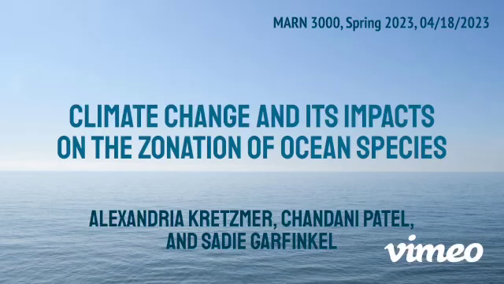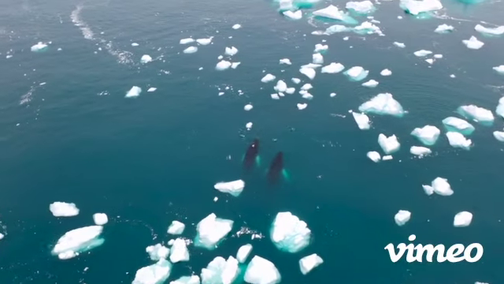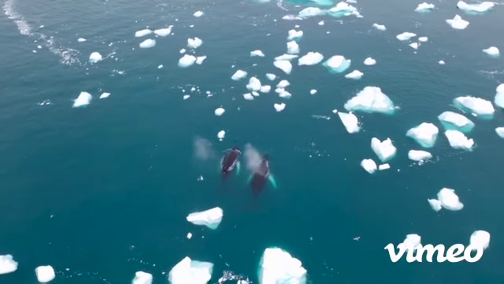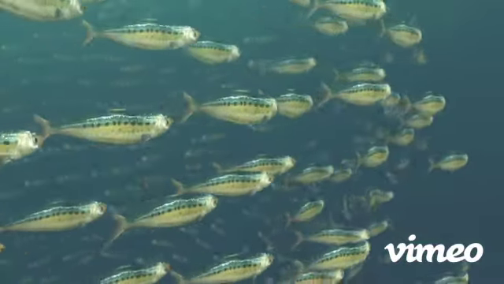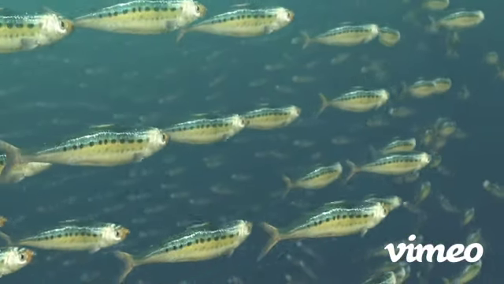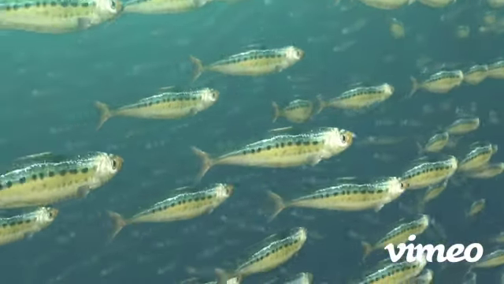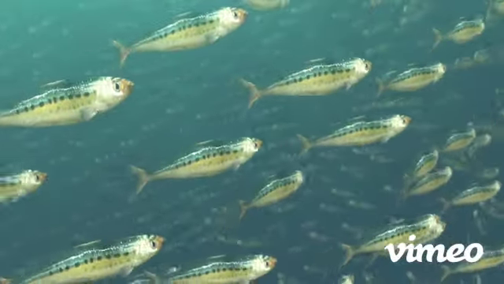The zonation of ocean species is a serious issue in relation to climate change. Zonation is the movement of marine organisms to areas of the ocean with different features. It can be thought of as a more specific form of migration and is largely due to changing ocean features rather than regular time patterns.